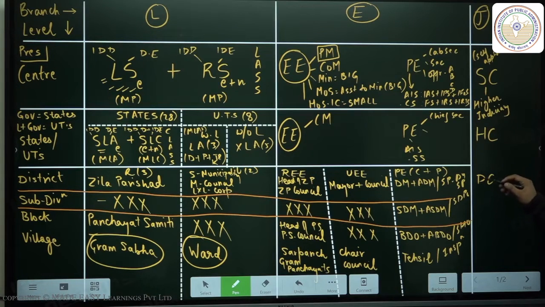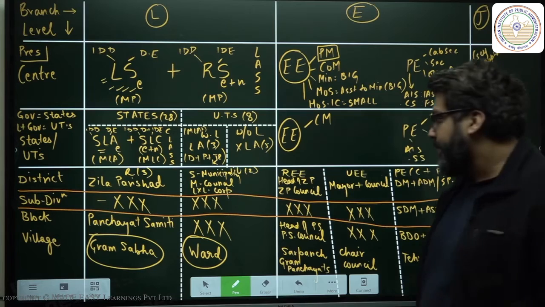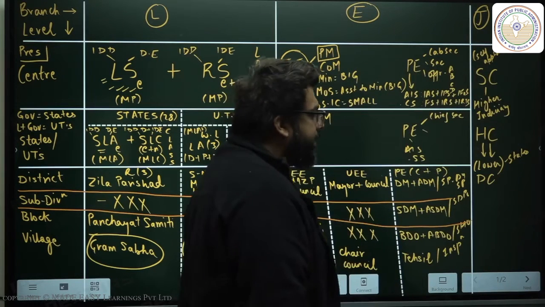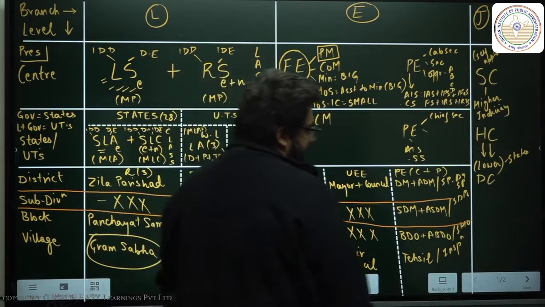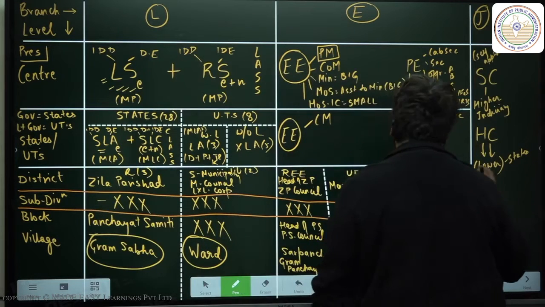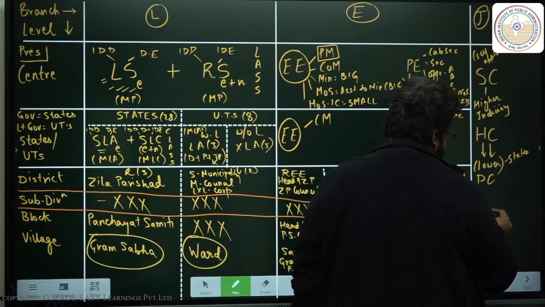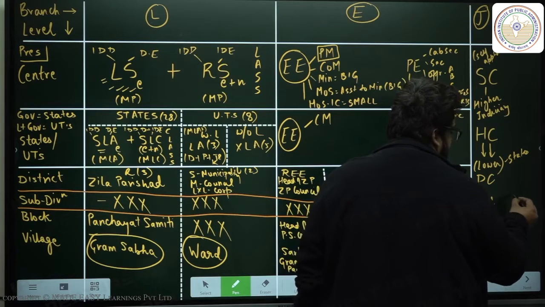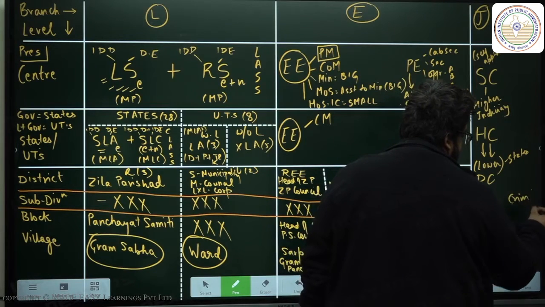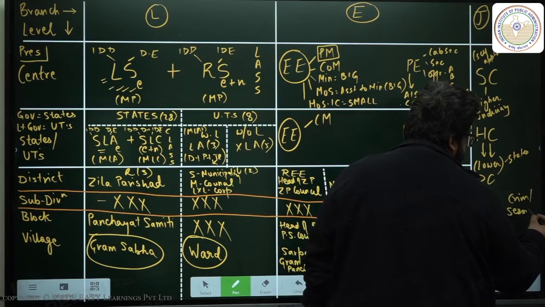So anything district court and below is called lower judiciary. They are recruited by the states, and the interviews are actually taken by the High Court judges of the state. The High Courts are responsible for the management of all the other lower courts as well. So at the block level, at the subdivision level, you will see a civil court and a criminal court. A criminal court is also sometimes called a sessions court.